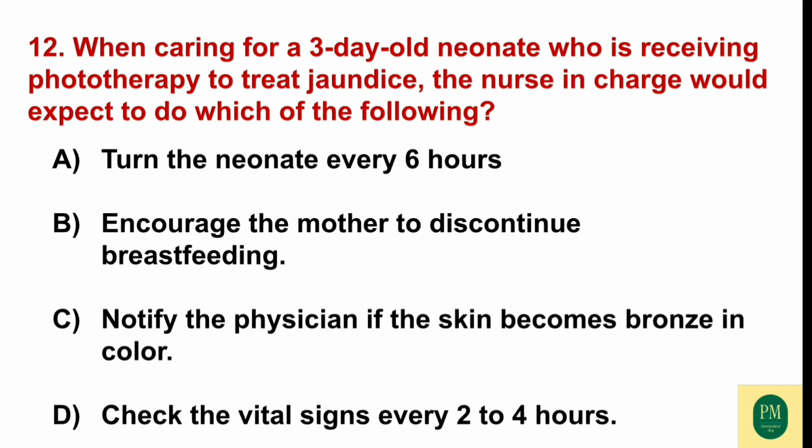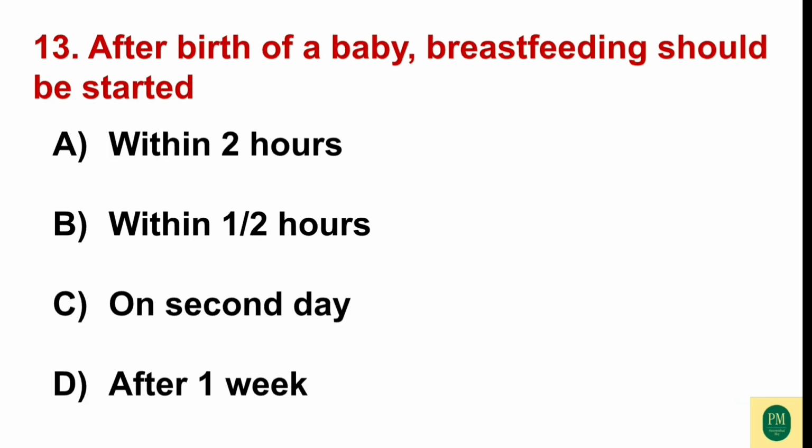When caring for a 3-day-old neonate who is receiving phototherapy to treat jaundice, the nurse in charge would expect to do which of the following? Option A. Turn the neonate every 6 hours. Option B. Encourage the mother to discontinue breastfeeding. Option C. Notify the physician if the skin becomes bronze in color. Option D. Check the vital signs every 2 to 4 hours. The correct option is option D. Check the vital signs every 2 to 4 hours.